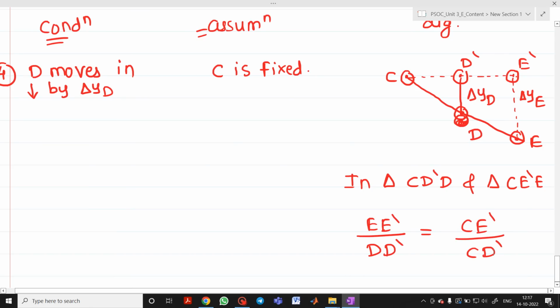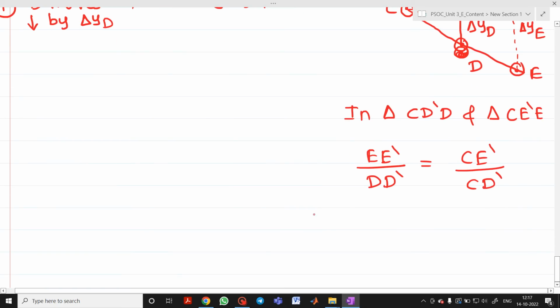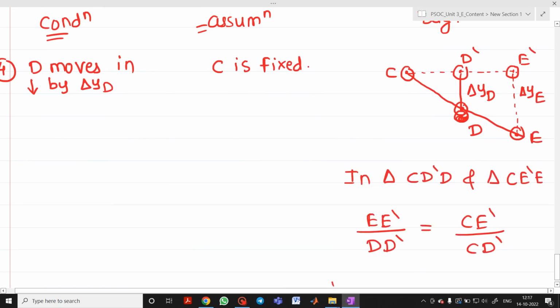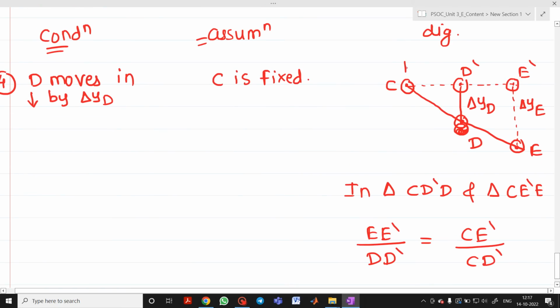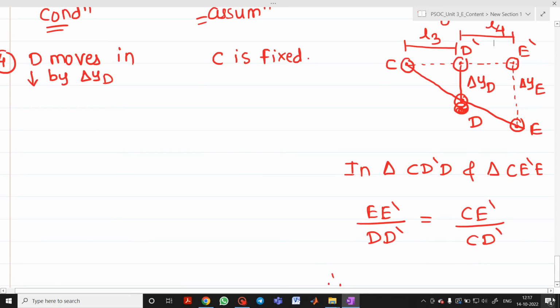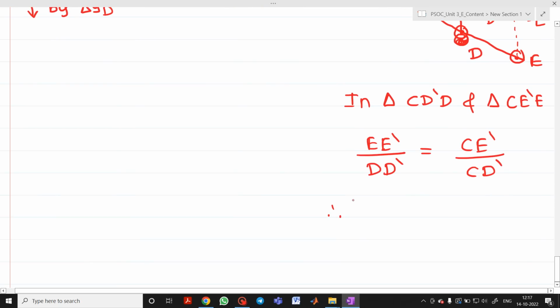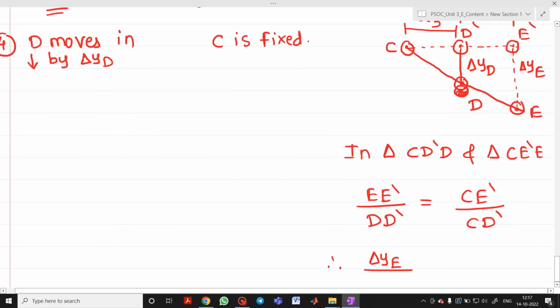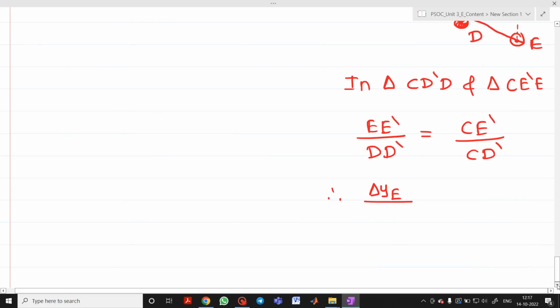Therefore, how can we get the values here? Let me write it here first. The distance C D dash is nothing but L3, and the other distance is nothing but L4. So what is E dash? E dash is nothing but delta YE. What will be D dash? D dash is nothing but delta YD. So it will be equal to this delta YD.